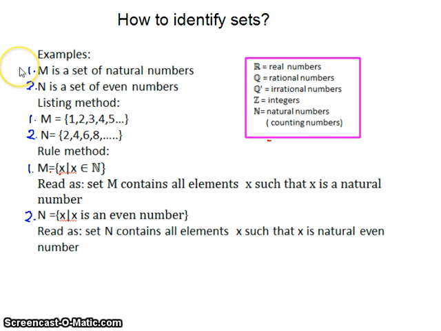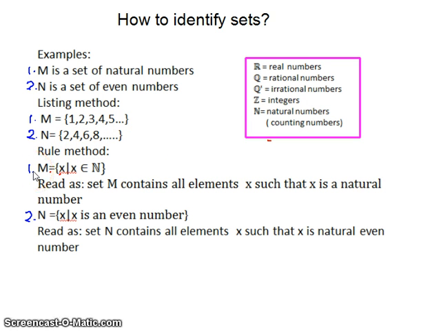Let us have another examples of identifying sets. I have here two examples. Number one is M is a set of natural numbers, and by listing those numbers, we have here M. So natural numbers are infinite numbers. So 1, 2, 3, 4, 5, and so on. These three dots here are called ellipses, and it means infinity. I have set N is a set of even numbers. So set N is 2, 4, 6, 8, and so on, because even numbers are numbers that are divisible by 2. So that is 2, 4, 6, 8, etc.